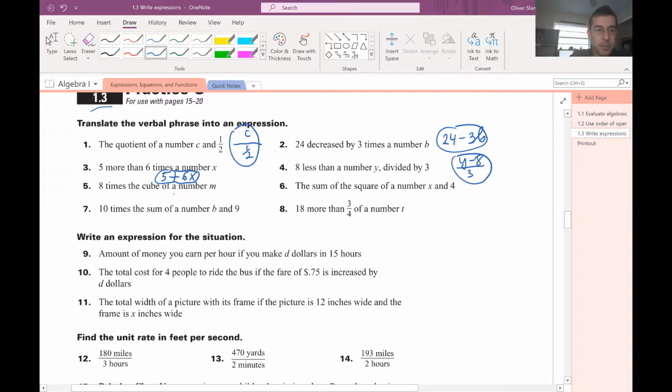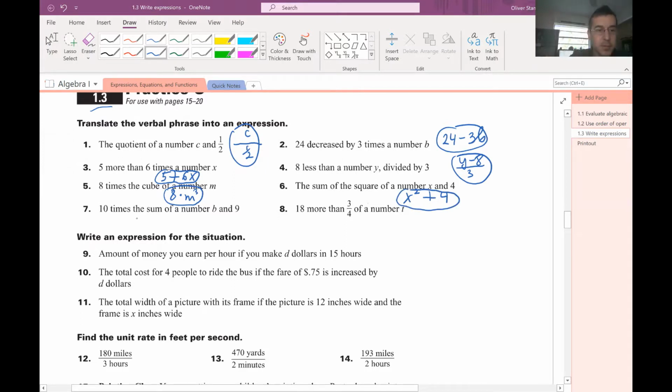Anytime you see times, it's multiplication. So 8 times cube of m, so m cubed. 6, the sum of, sum is plus, the sum of square of x, so x squared, and 4. X squared plus 4 is the expression for 6.